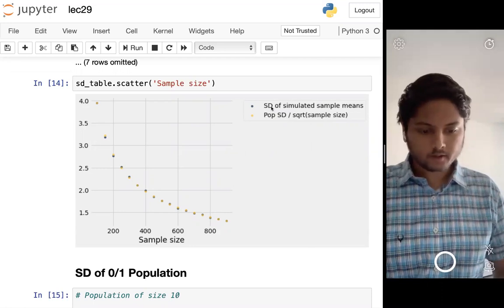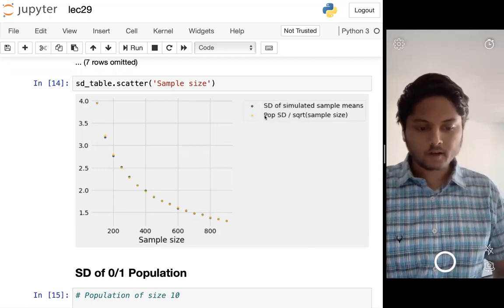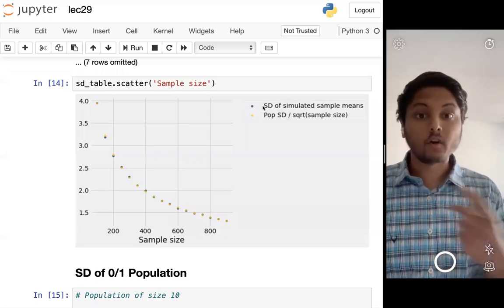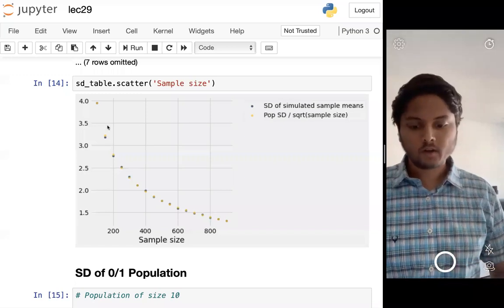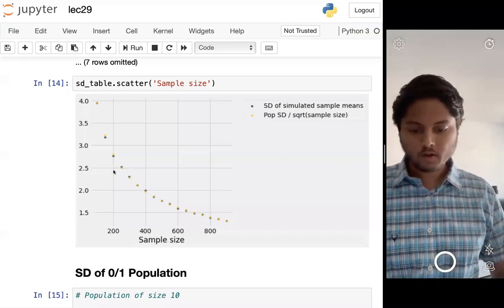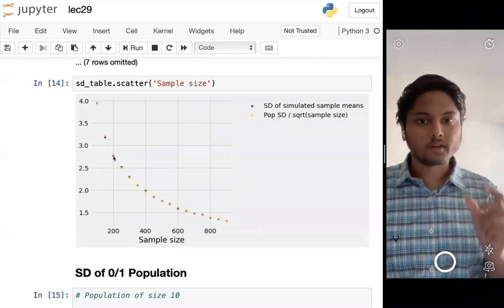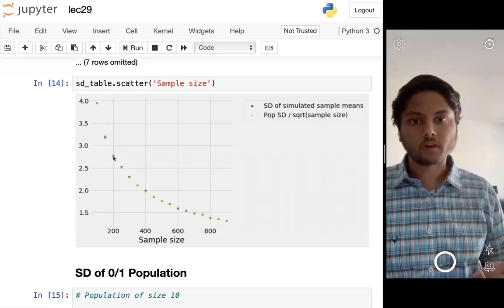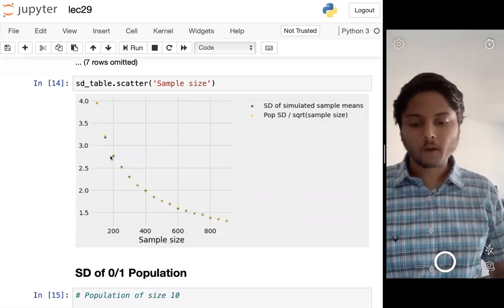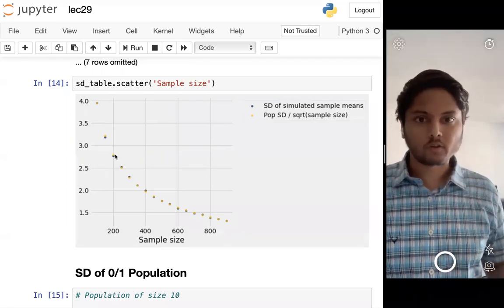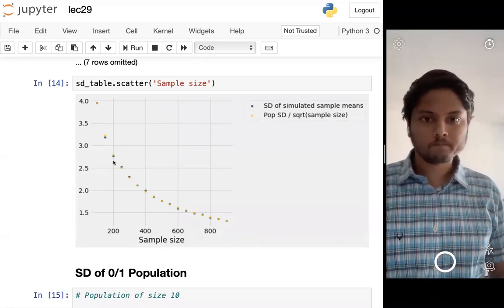And how did we calculate both of these? The yellow dots are just this formula: population SD, which in this case we happen to know, divided by square root of sample size. The blue dot you calculate as the standard deviation of all of your simulations for that sample size. So for these two dots, for example, the blue dot corresponds to all the simulations you ran of sample size 200. What's the standard deviation of those averages? And then the gold dot is the actual formula, population SD divided by square root of 200. That's how we get the gold dot here.